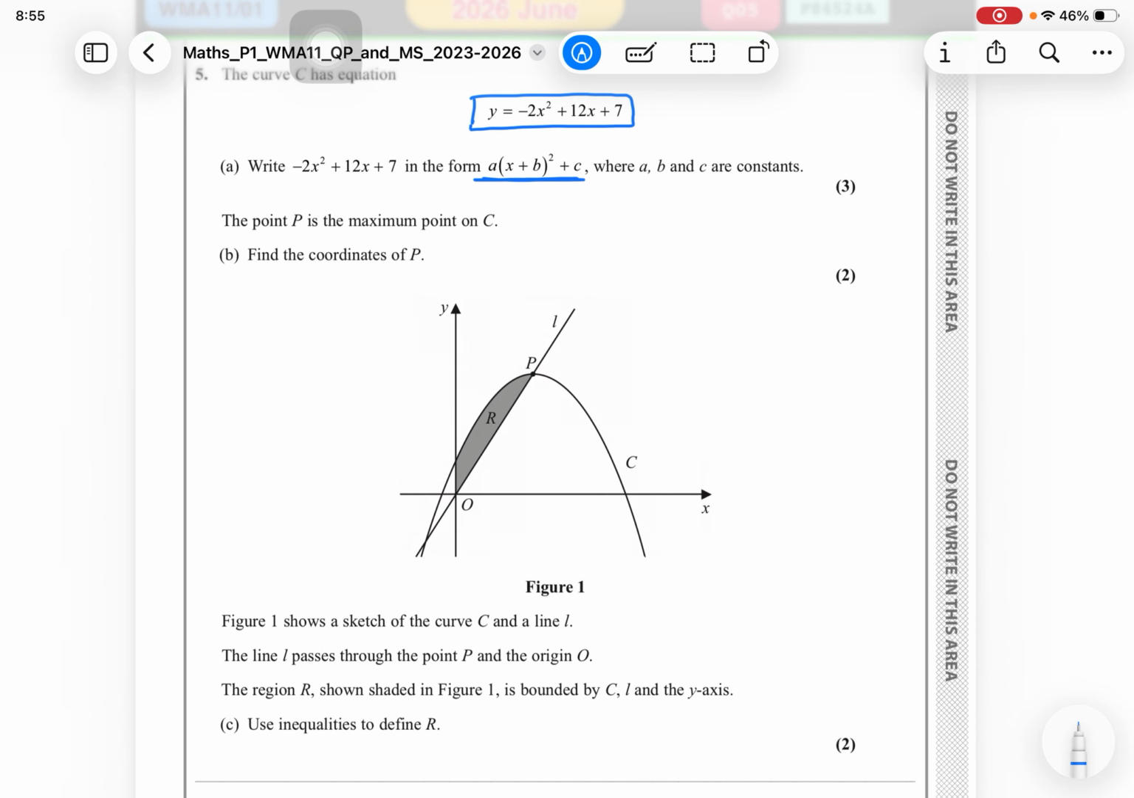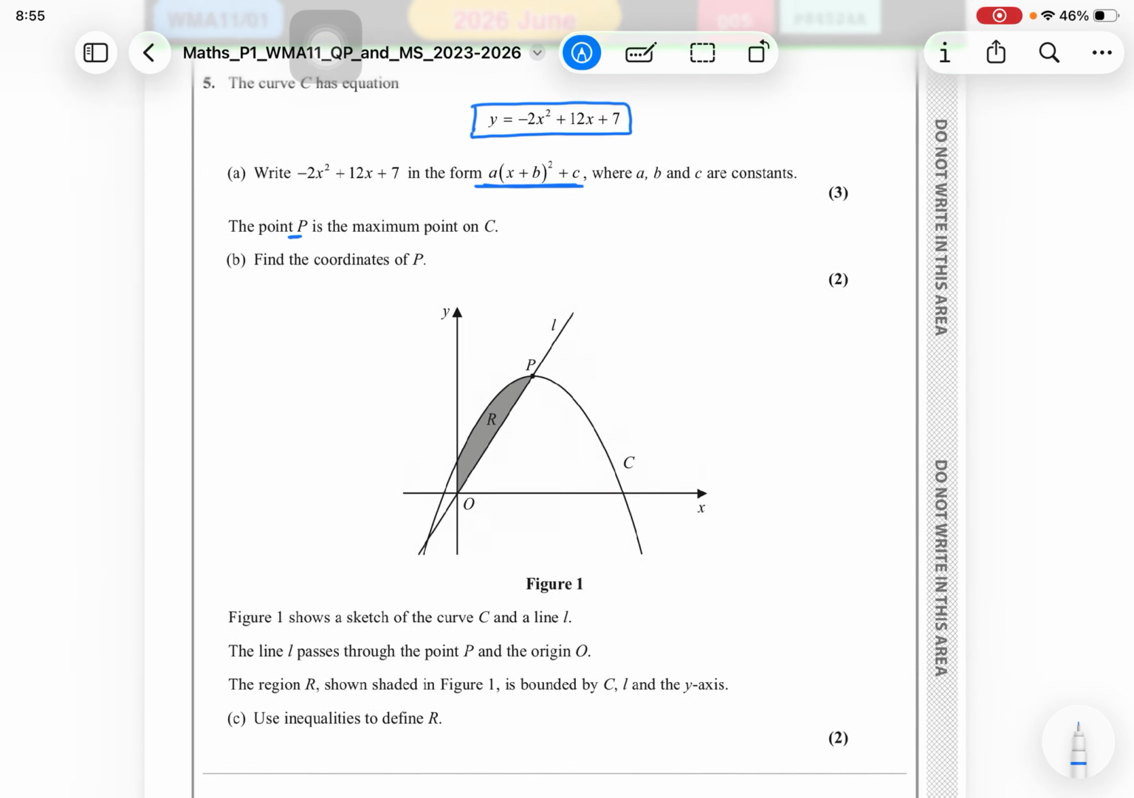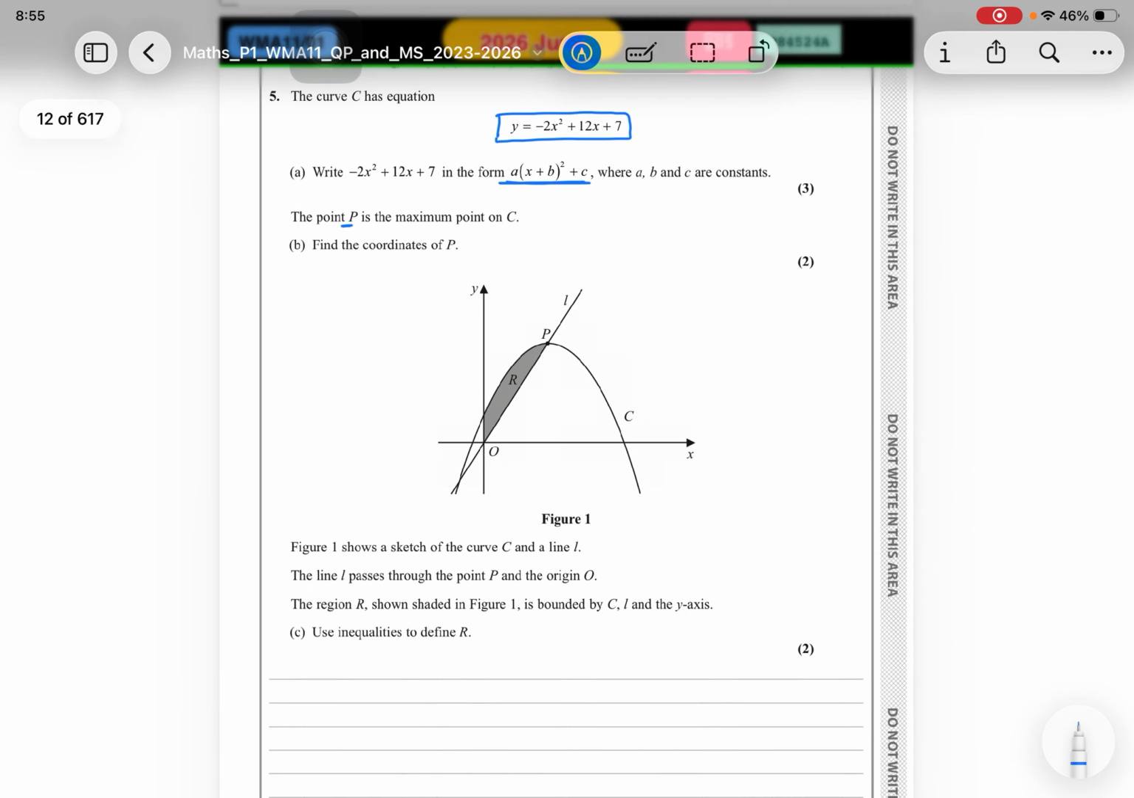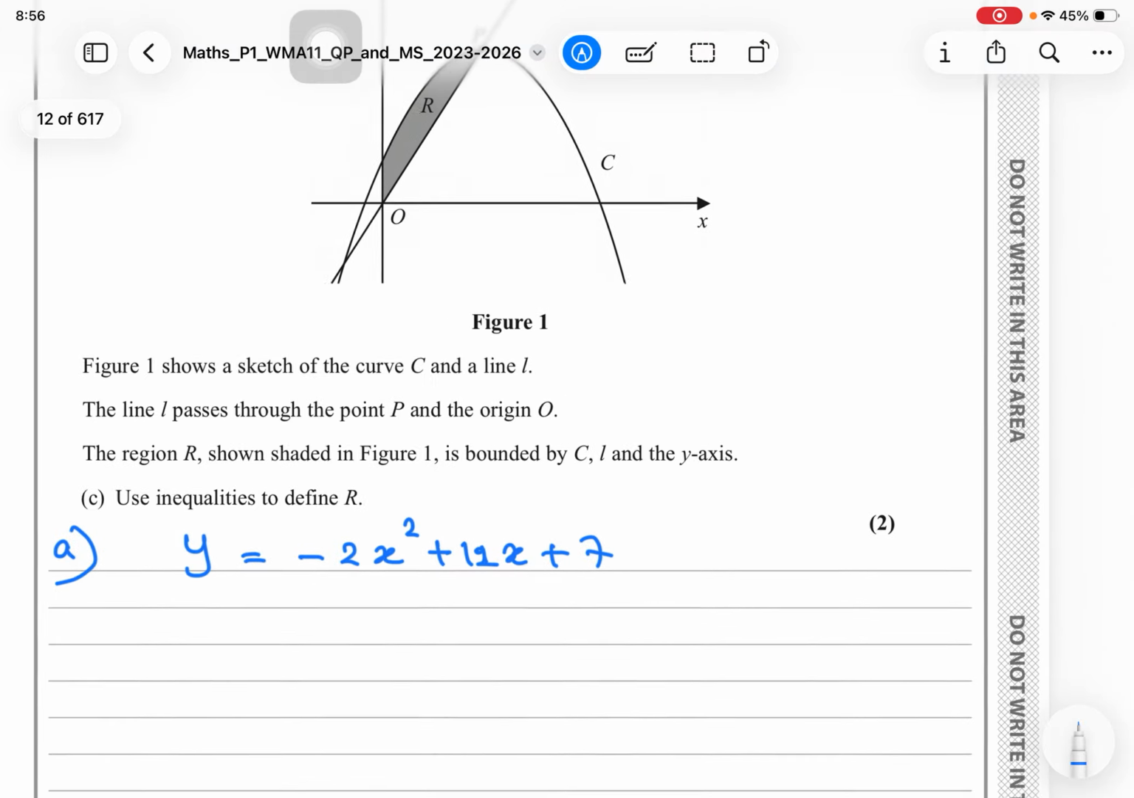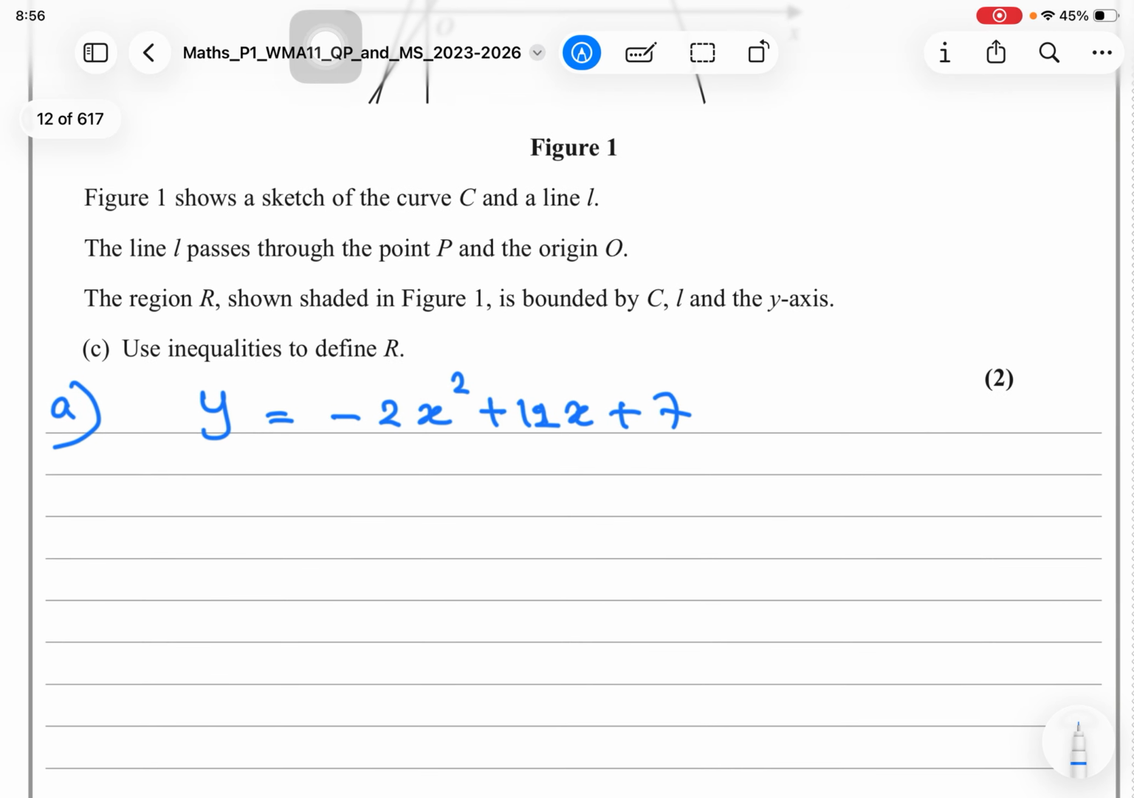The point P is the maximum. Okay, the point P is given. Let's copy the question there. y equals negative 2x squared plus 12x plus 7. So our goal is to find it in the completing square method.